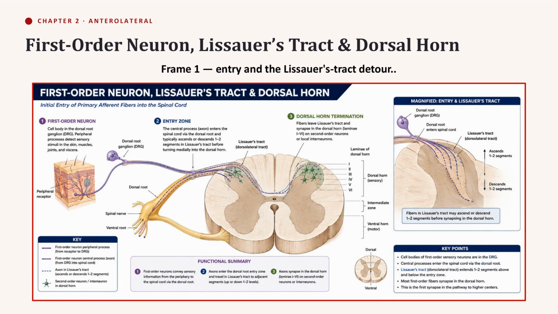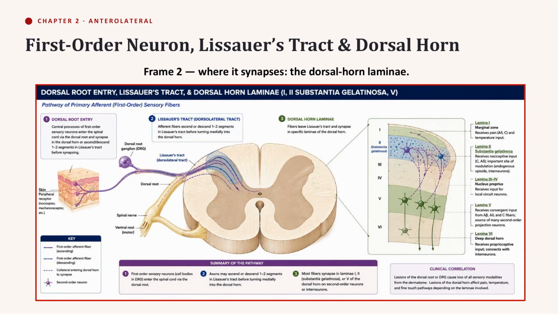Next, we look at exactly where in the dorsal horn these fibers land. Frame 2 takes us inside the dorsal horn to the lamina where the first synapse actually happens.